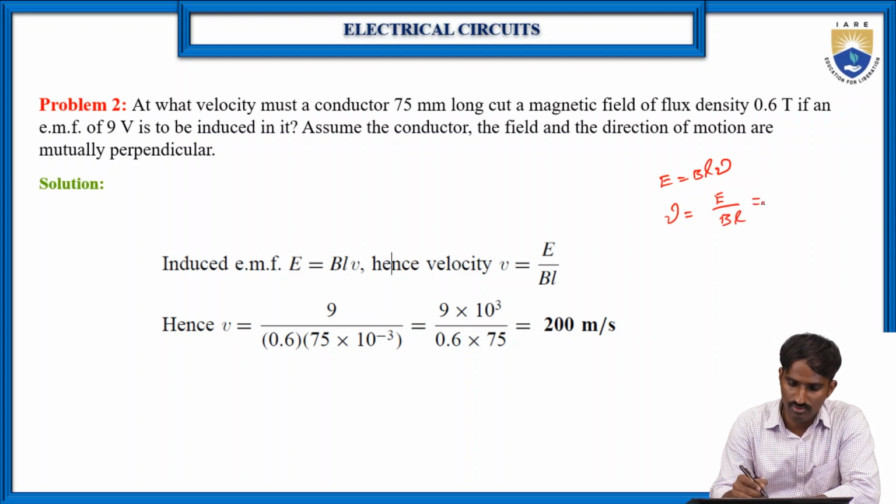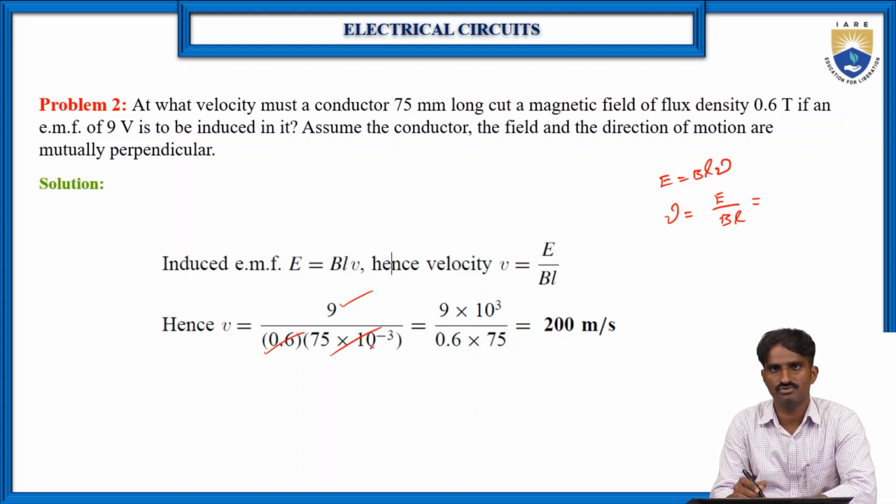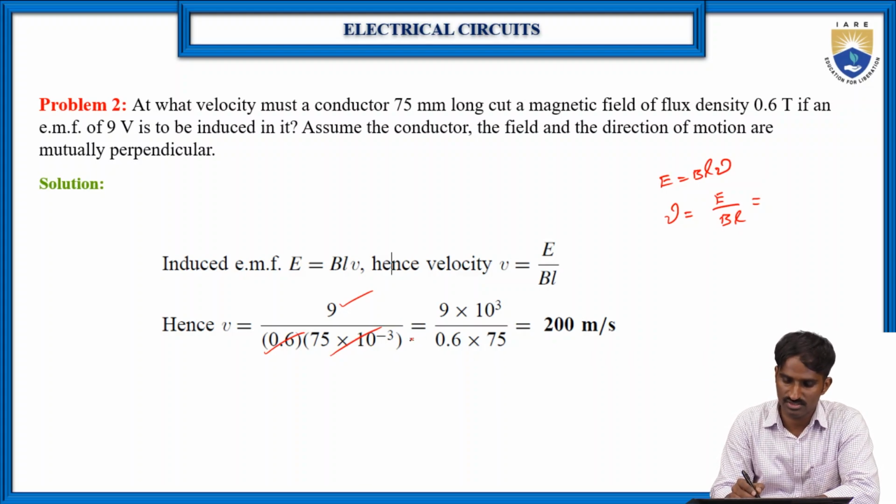So substitute the value of E, which is equal to 9 volts, and B, which is equal to 0.6 Tesla, and L is equal to 75 mm, which means 75 into 10 to the power of minus 3 meters. Substitute all these values and simplify. Then you will get the velocity here. It will be 200 meters per second. So this is how we need to find it.